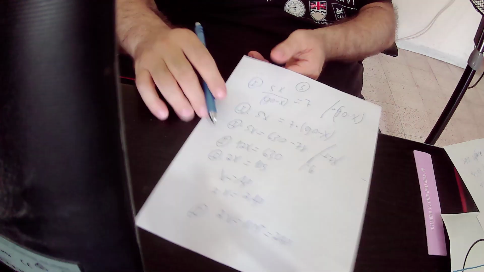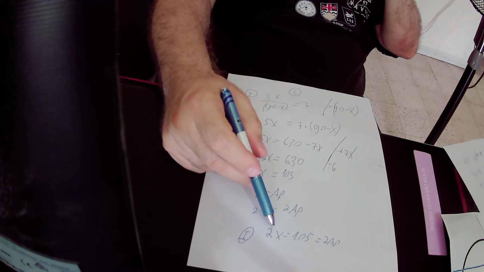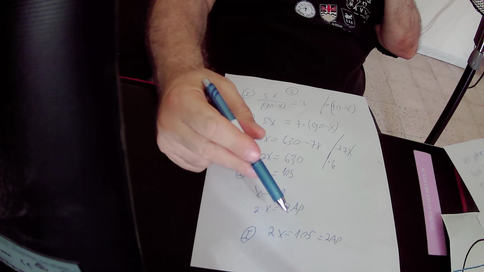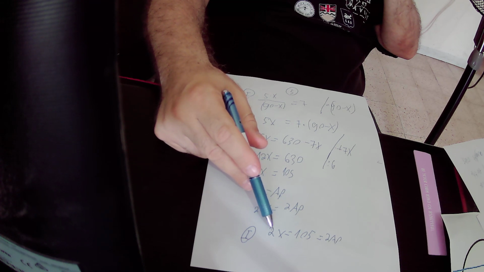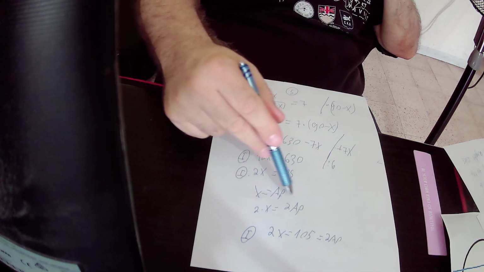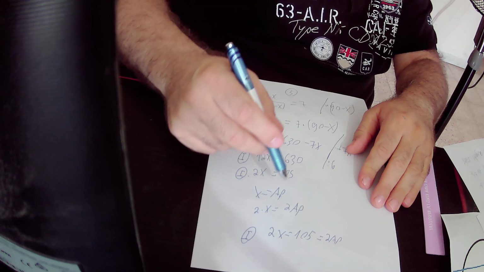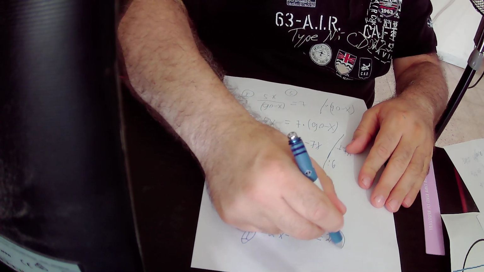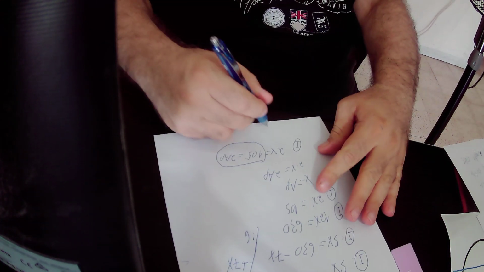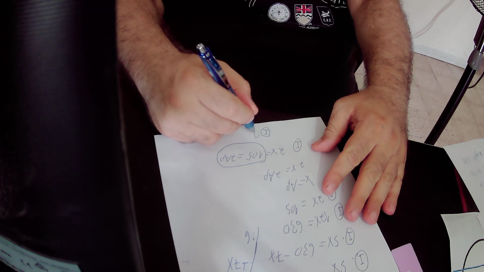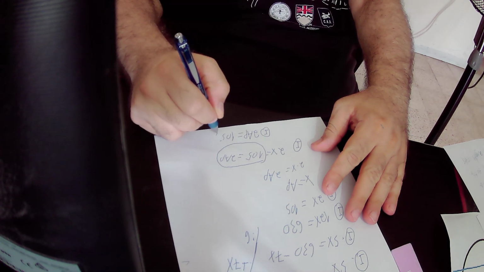Okay, here we know that 2 times x equals 105, but we know also that 2 times x equals 2 times AP, so we can add here that 2 times x equals 2 times AP from here. So we can deduce from this equation that 2 times AP equals 105. Two times AP equals 105 units.